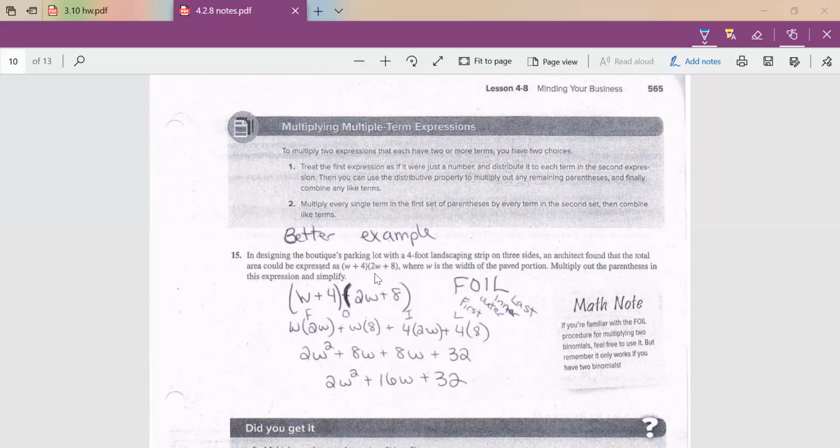So we have this problem here. I'm going to ignore the application part of it. I'm just looking right here, w plus 4 times 2w plus 8.